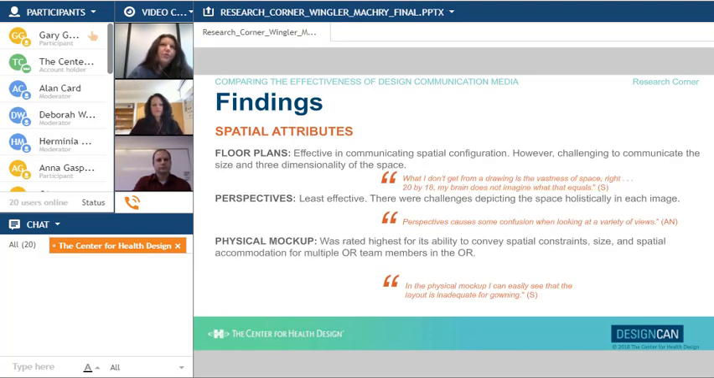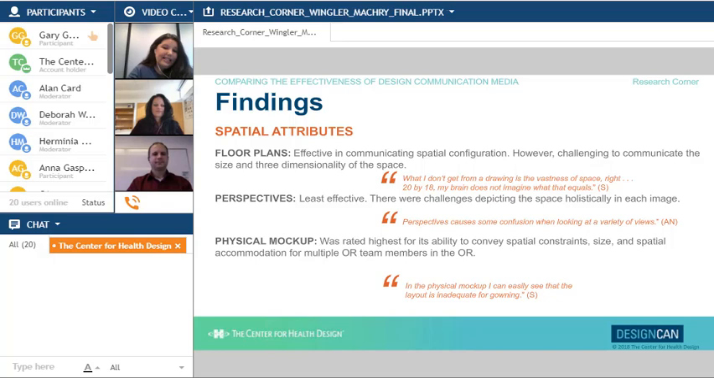And when we look at spatial attributes, which is more about the size of the space and the spatial configuration, floor plans were actually effective in communicating spatial configuration, but only with the assistance of the researchers conducting the task simulation, because the participants had a hard time understanding in the floor plan what was equipment and what was furniture, so they asked for help. And this comment was really interesting: it's 20 by 18, my brain does not really imagine what that equals. People have a hard time understanding from a floor plan how the space is three-dimensional, right?